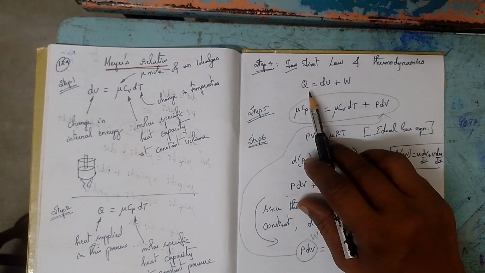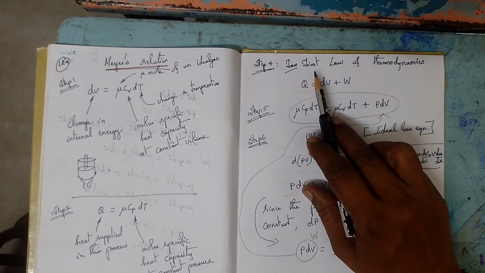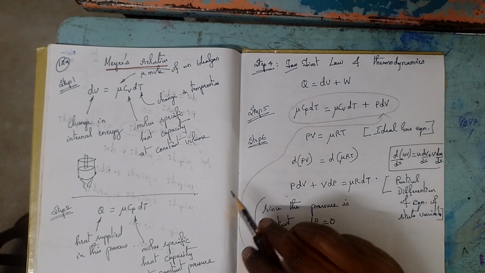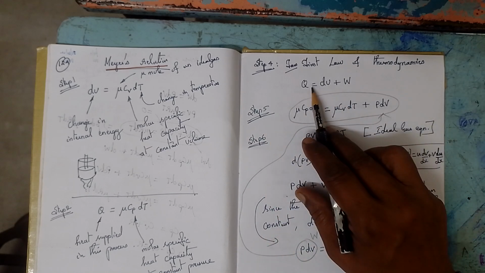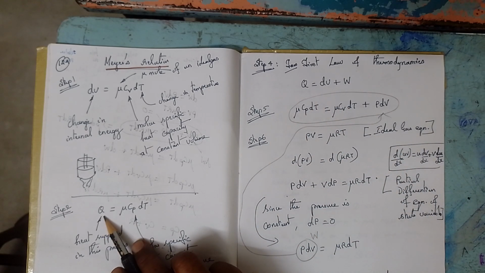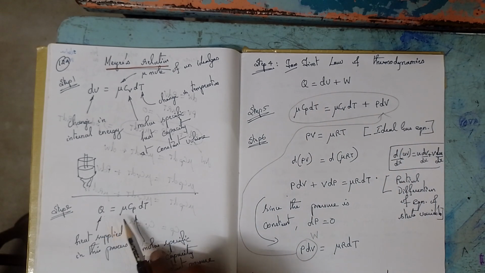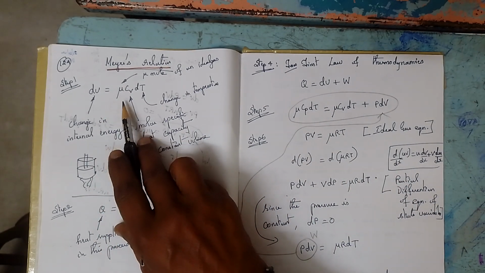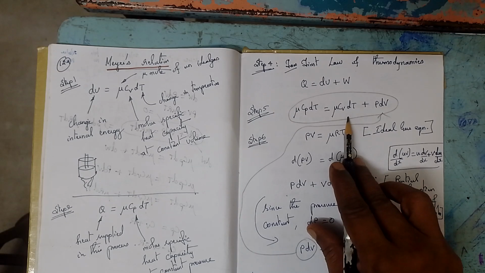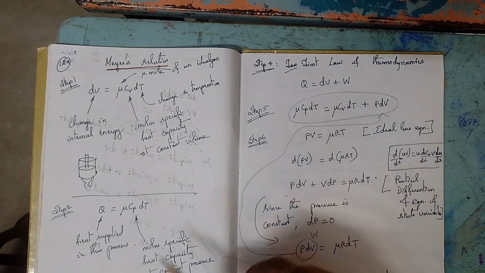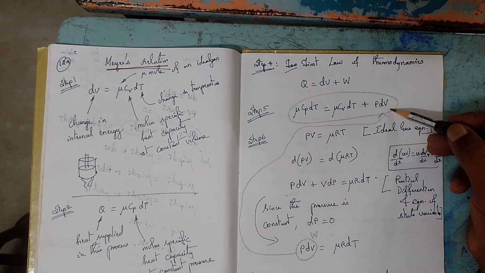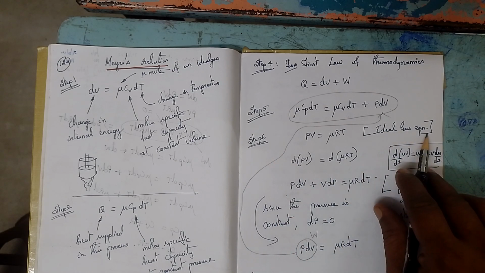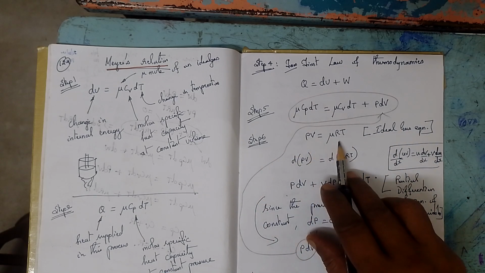Step 4: from the first law of thermodynamics, Q = dU + W. Step 5: the Q value we know already, μ Cp dT, substitute here. dU, the change in internal energy, is given by μ Cv dT, substitute here, plus W. W is nothing but P dV, substitute here. Then the ideal gas equation, step 6: PV = μRT.